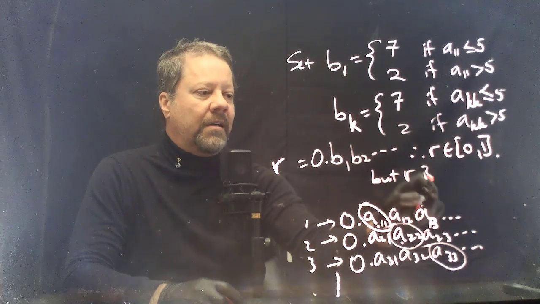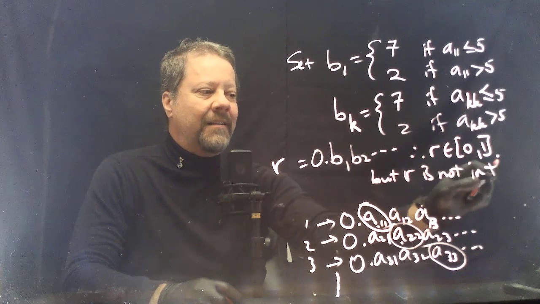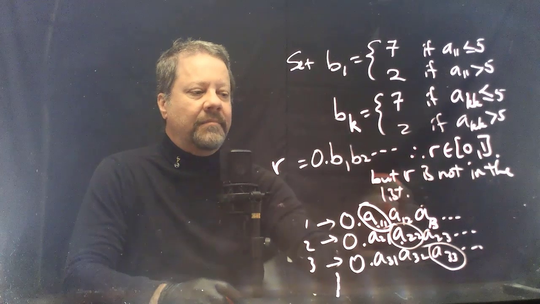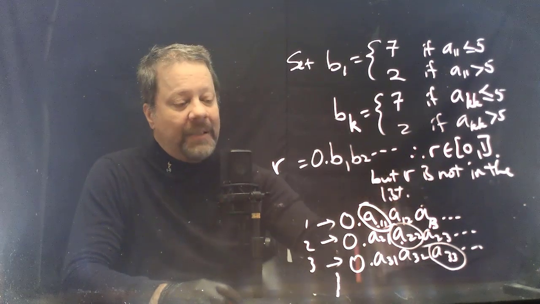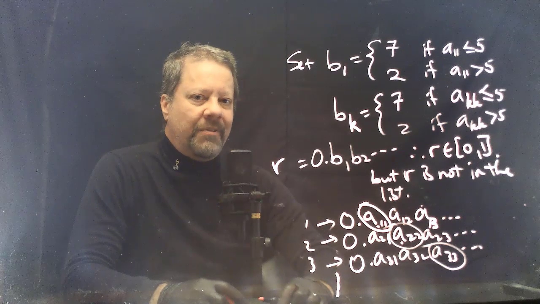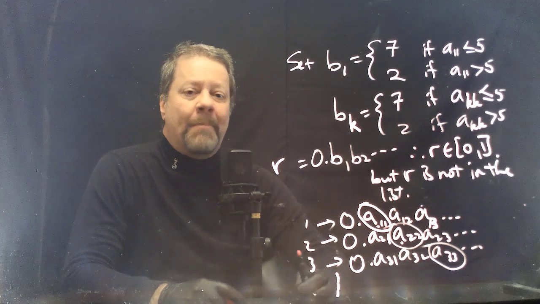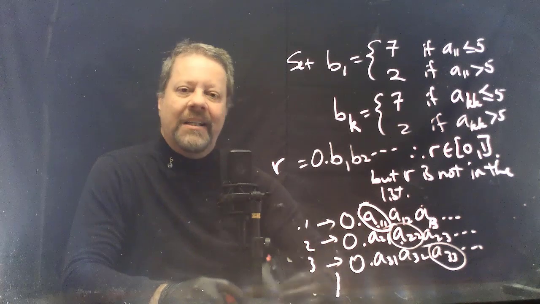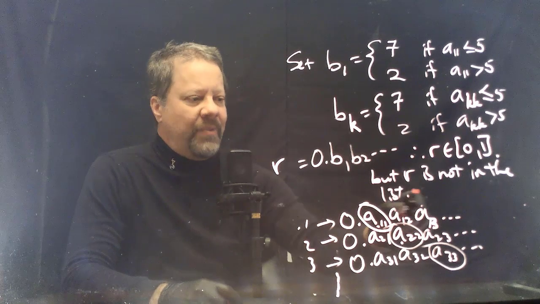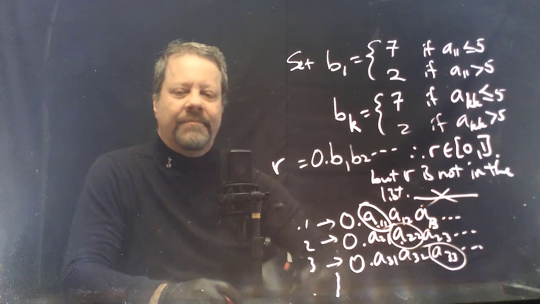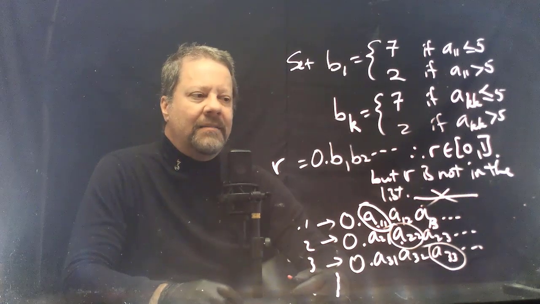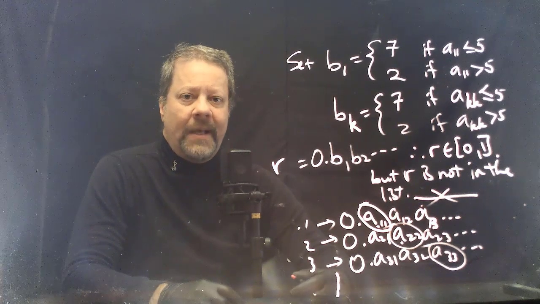But r is not in the list. Now this is a complete list of numbers between 0 and 1, because we said we had a bijection from the natural numbers into that set. So this is a contradiction. We must have made an error, a false assumption along the way.